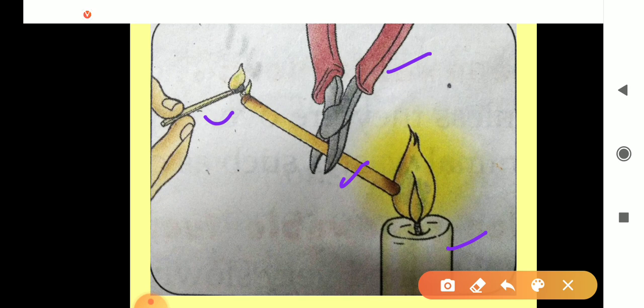What you have to do, light a candle and let it stabilize, right? Hold one end of the glass tube in the innermost zone of the candle flame. You can see here, you have to put it in the innermost zone.